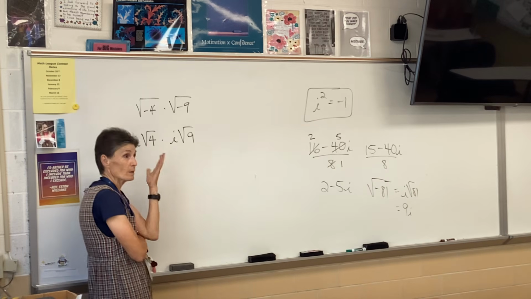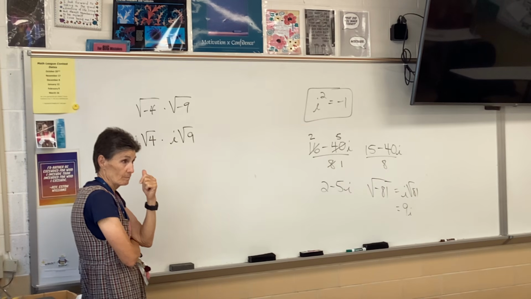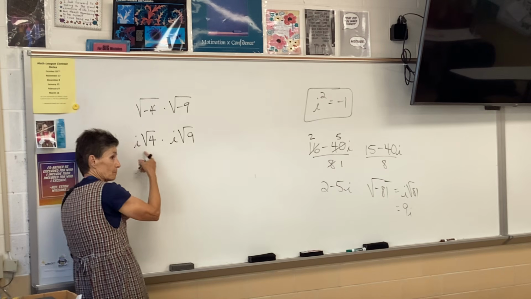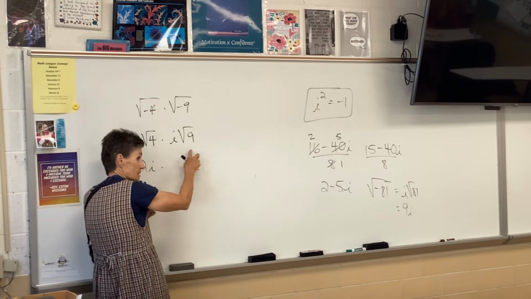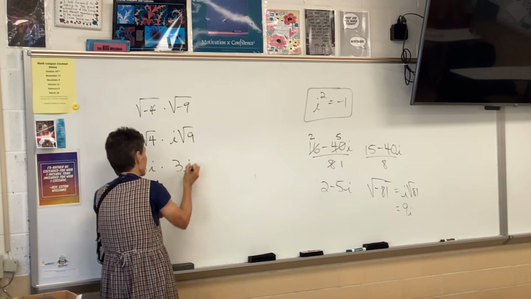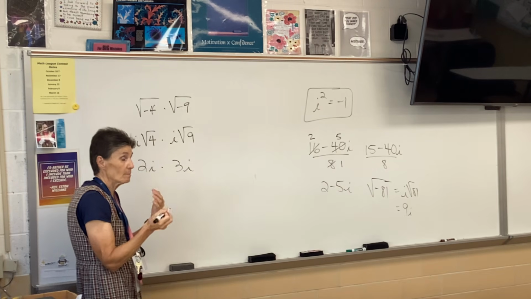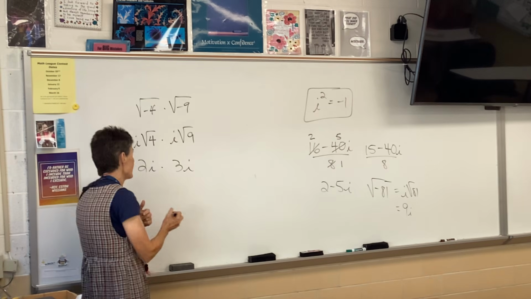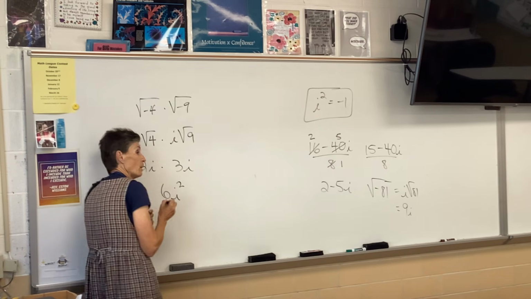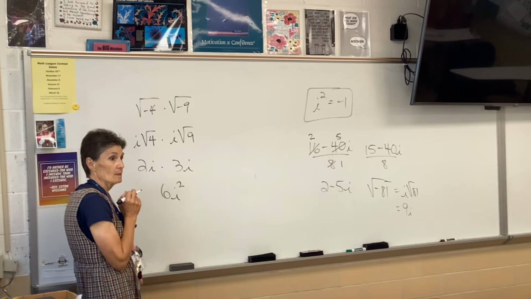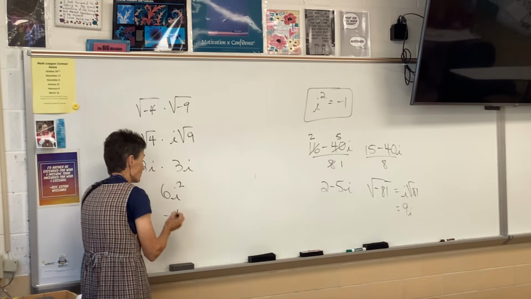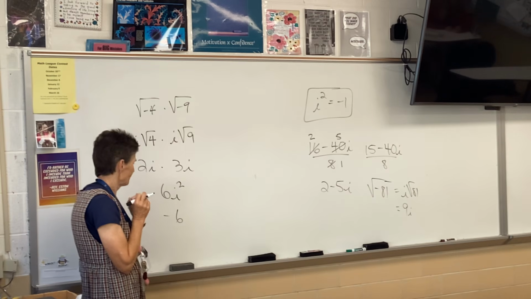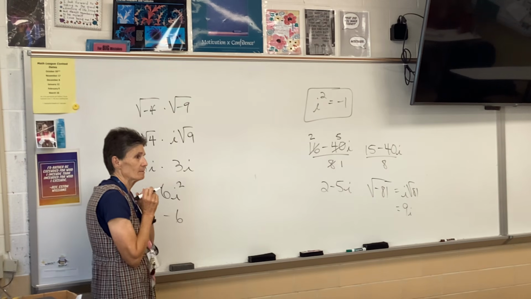Now, square root of 4 is 2. So this is like 2i. And this is 3i. Now I'm gonna multiply them, and what am I gonna get when I multiply them? 6i squared. And i squared is -1, so my answer is negative, oh, sorry, I did not mean to say that. Negative 6.